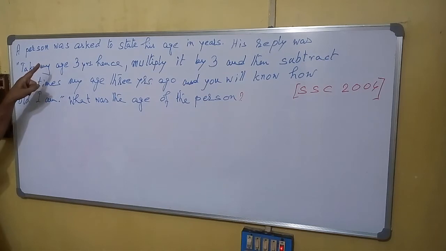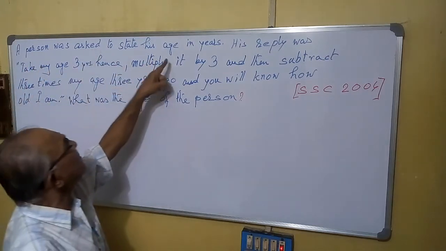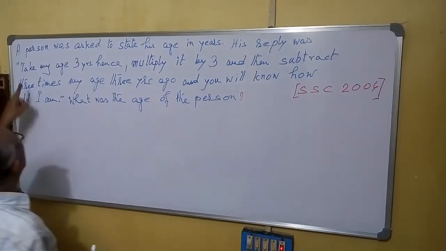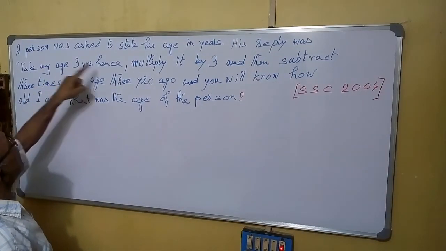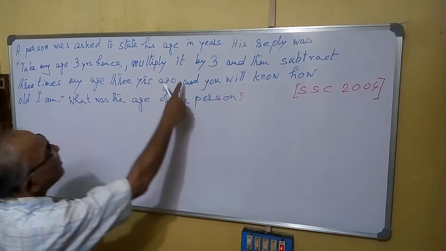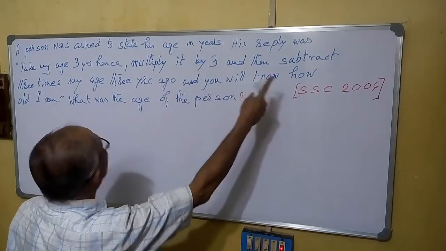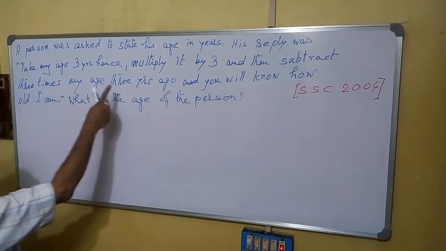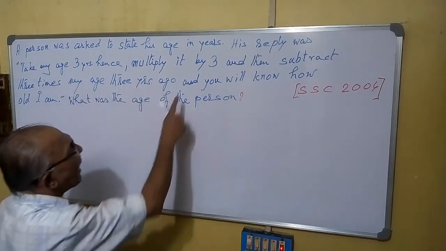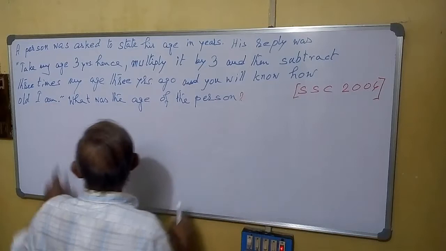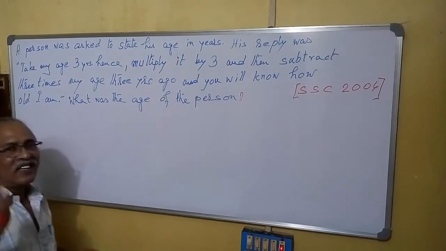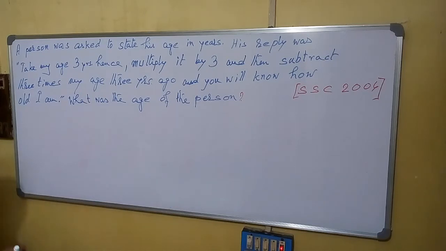A person was asked to state his age in years. His reply was, take my age 3 years hence, multiply it by 3 and then subtract 3 times my age 3 years ago, and you will know how old I am. What was the age of the person? See these sums, how to do. Let us assume the person's age is x.